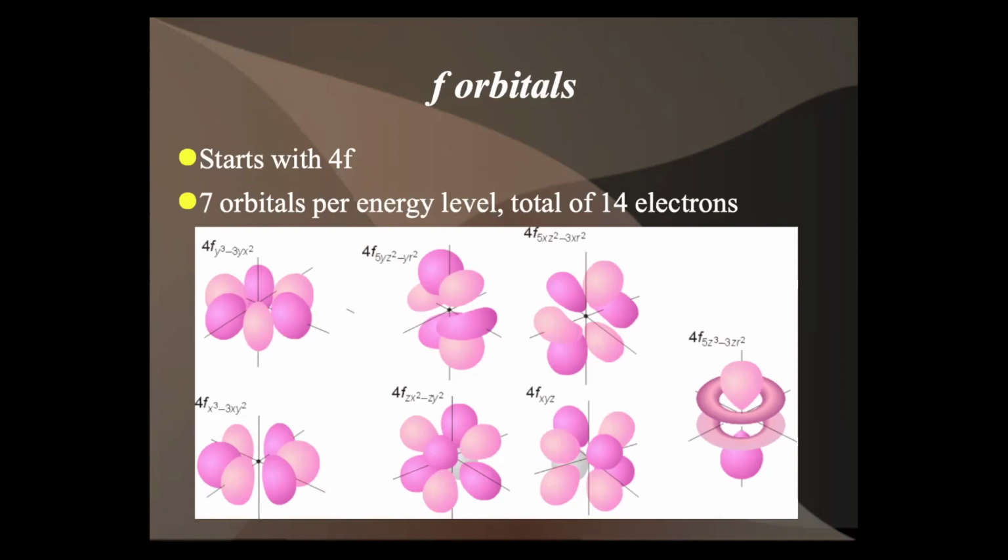You can see that they have similar components to what you saw in the D, where you have these dumbbell looking things, pinwheel looking things, along with a donut shape around some of them. So again, envision all these stacked together. It's hard to see that in one picture, so they usually show them pulled apart from each other. But the F orbital would have these all stacked on top of each other.